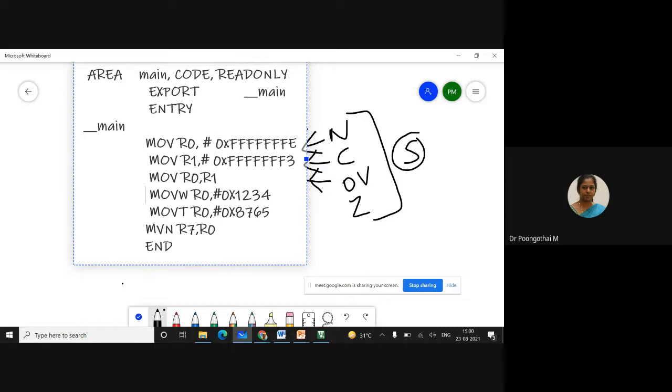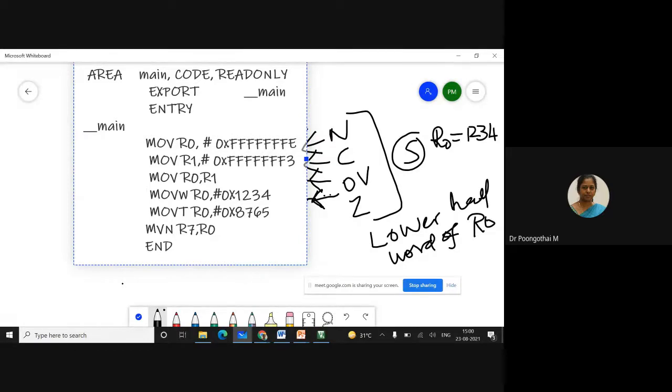What is the next instruction? MOVW R0, #0x1234. What is the operation of this instruction? Actually, this instruction is used to move only a 16-bit value. It can accept only a 16-bit value into the lower half word of R0. So now R0 holds 1234.